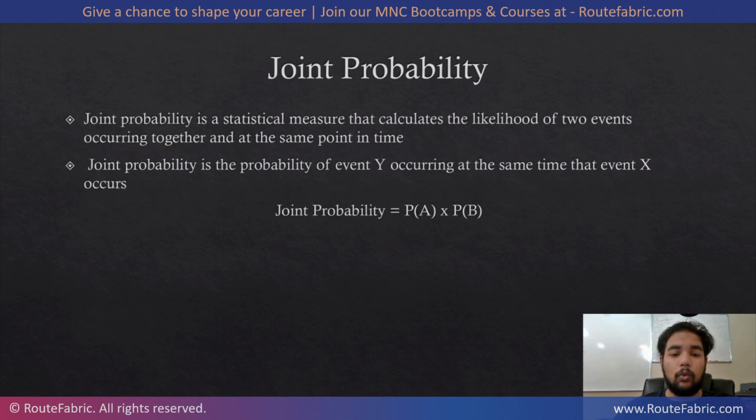Now let us look at what joint probability is. Joint probability is a statistical measure that calculates the likelihood of 2 events occurring together at the same point in time, which is the probability of A and B.